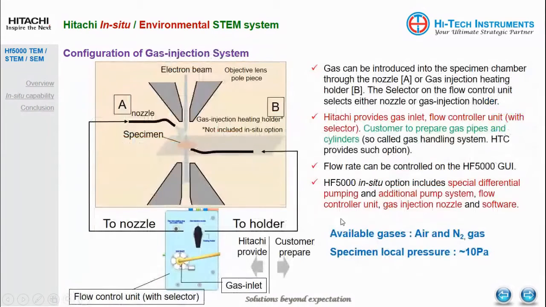Okay, and the next one is controlled by the software. You can actually click on your gas into the holder or to the nozzle. So the gas flow, everything is all controlled by the software.